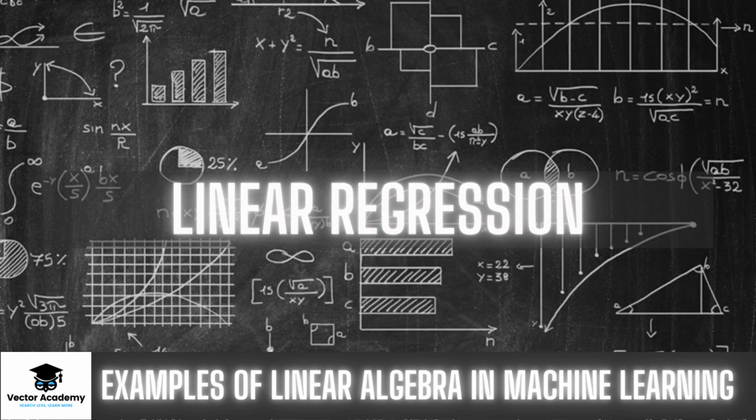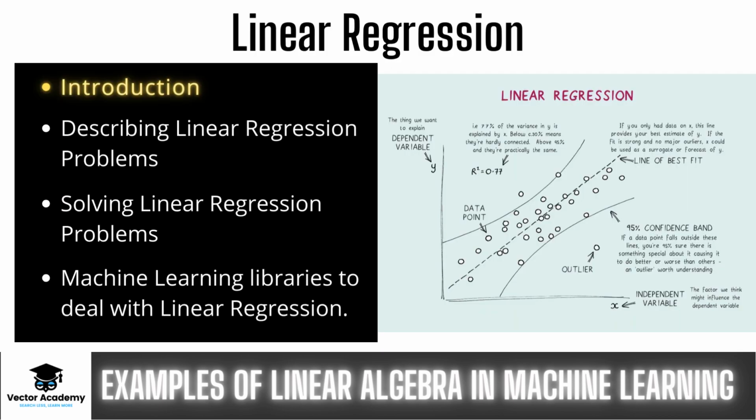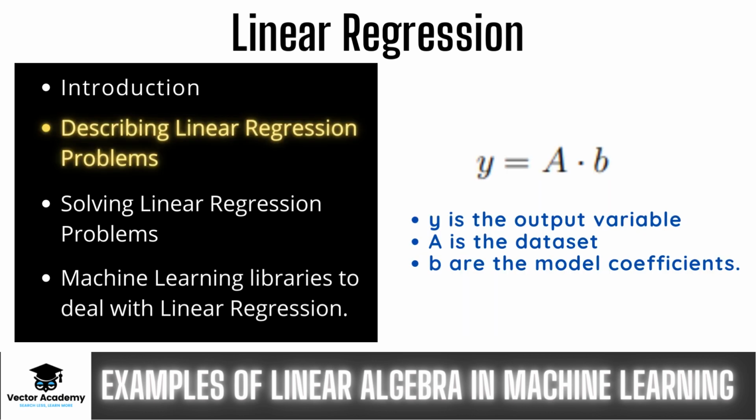Linear regression. Introduction. Linear regression is an old method from statistics for describing the relationships between variables. It is often used in machine learning for predicting numerical values in simpler regression problems. Describing linear regression problems. The common way of summarizing the linear regression equation uses linear algebra notation. That is, y = A . b, where y is the output variable, A is the data set and b are the model coefficients.